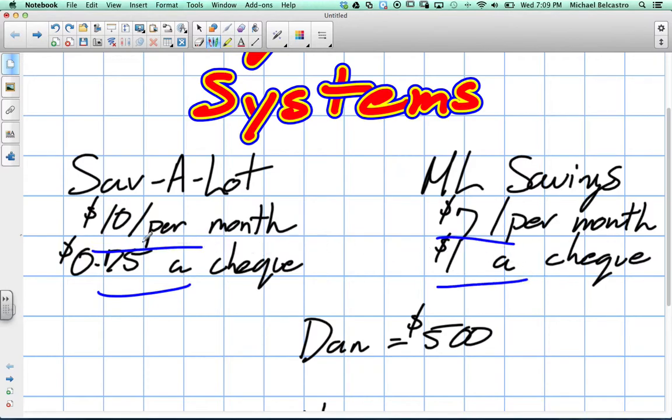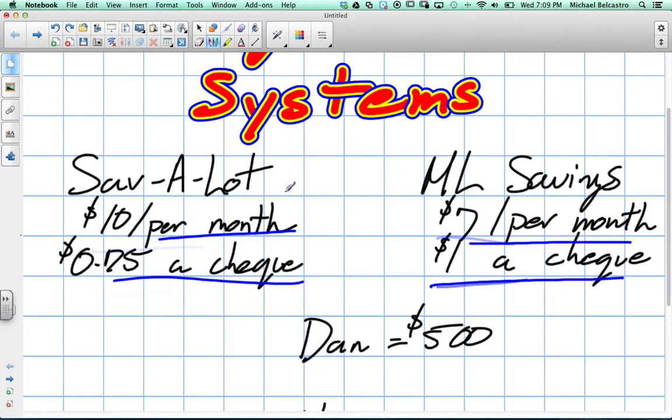But in this question, it really looks like we have two variable, right? Because they're per, right? $10 per month. 75 cents per check, $7 per month, $1 per check. So it almost looks like we're stuck with two, but we have to try to think of this in more of a real life situation.